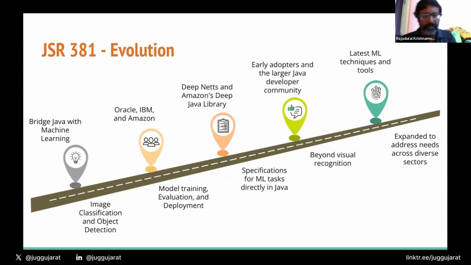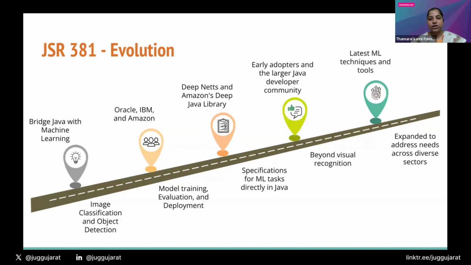So this is how they took JSR 381 into reality. They first started with an idea, and that idea began only for image classification and object detection. If you search for JSR 381, you usually see it described as visual recognition. Then they formed an expert group with Oracle, IBM, and Amazon, which helped them work out how to train the model in a standard way, and how to evaluate and deploy it into production. Then they tested with Deep Netts and the Amazon Java learning.